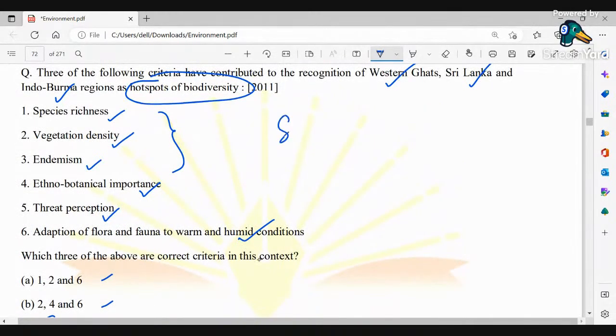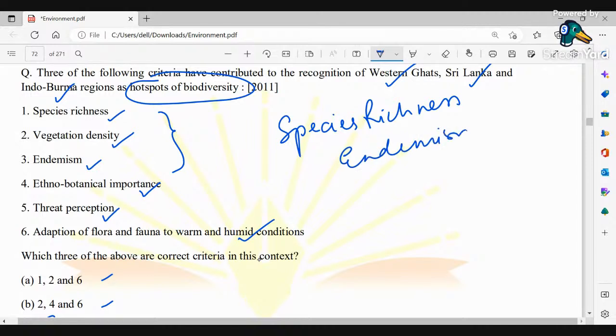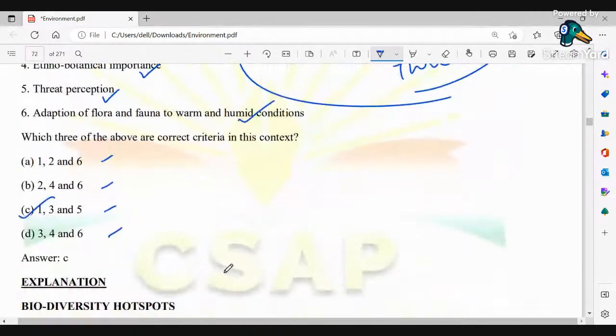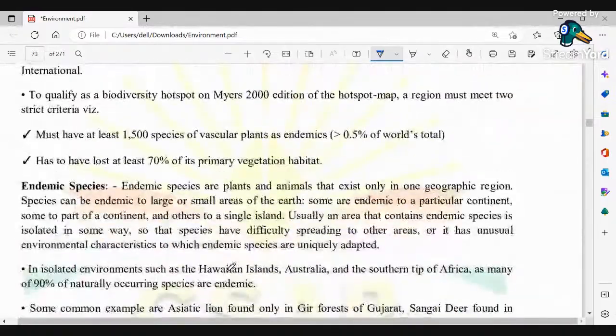That is species richness, endemism, and threat perception. These three are important criteria which have contributed to the recognition of Western Ghats, Sri Lanka, and Indo-Burma regions as the hotspot of biodiversity. Okay, good. Coming to the next question.